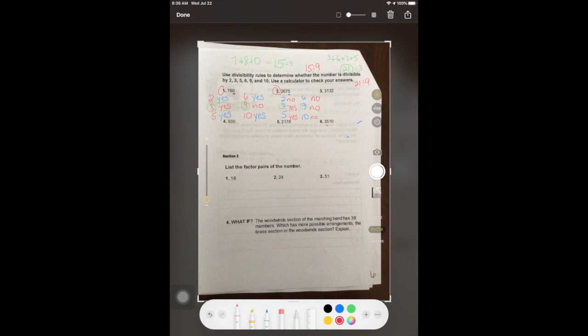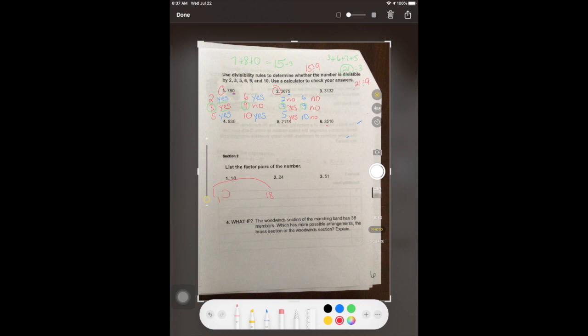Then we're going to do one more thing, and that is listing the factor pairs of a number. I like to list them in a rainbow style because it gets them in order from least to greatest. The first factor of 18 is always 1. Actually, the first factor of any number is always 1 because 1 divides into every number. And its partner goes over here attached by what I call the rainbow. So 1 times 18 is 18.